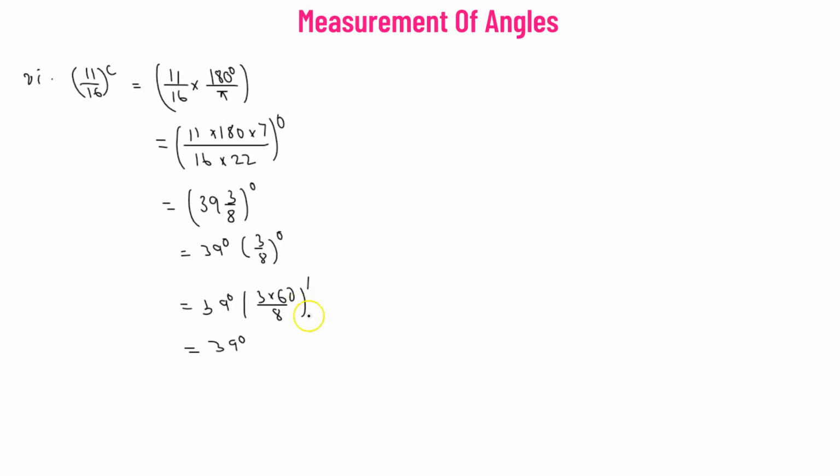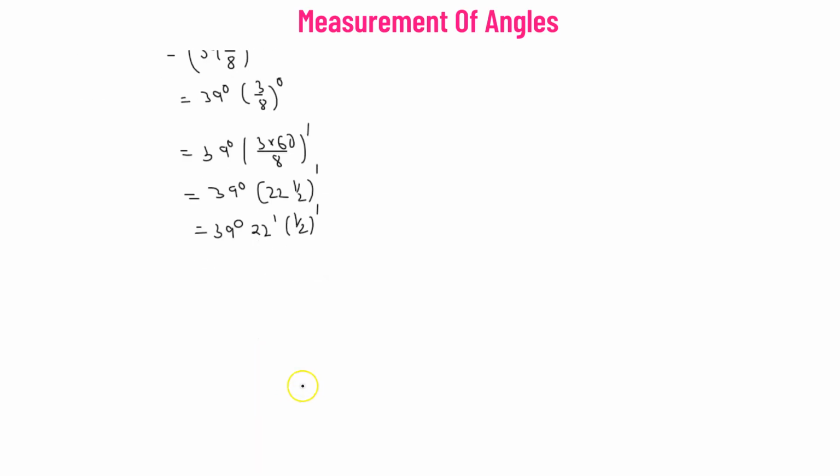Which in the mixed format is 22 and a half minutes. So we have 39 degrees, 22 minutes and a half minute. So half a minute means that will be 30 seconds. So we have 39 degrees, 22 minutes and 30 seconds. So that's the degree measure of 11/16 radian.